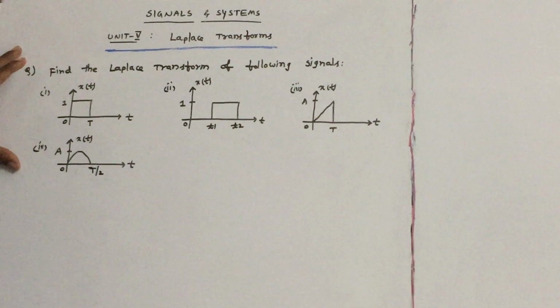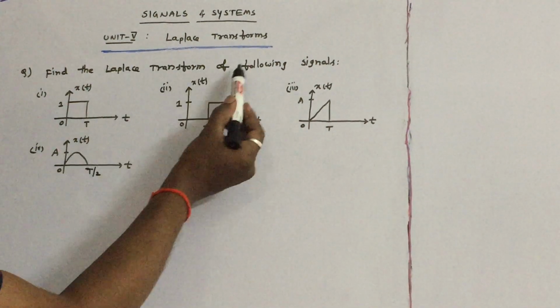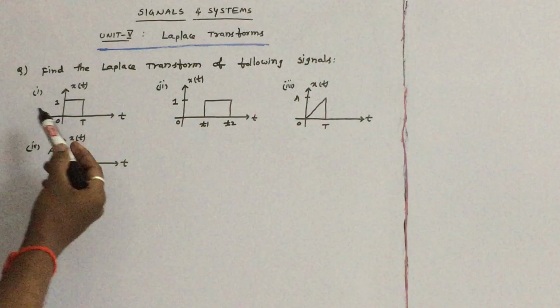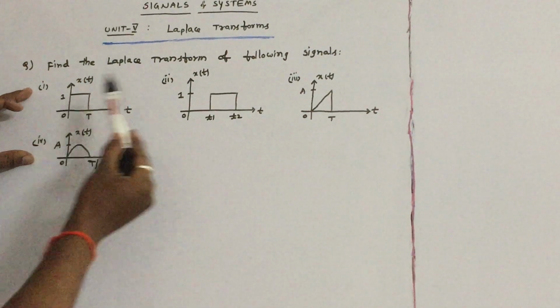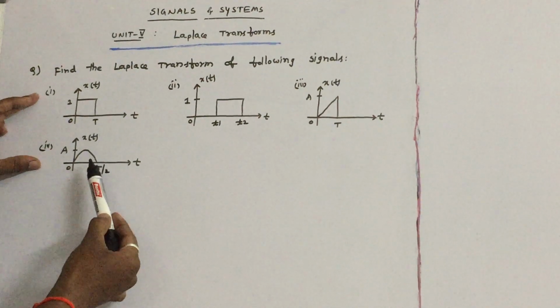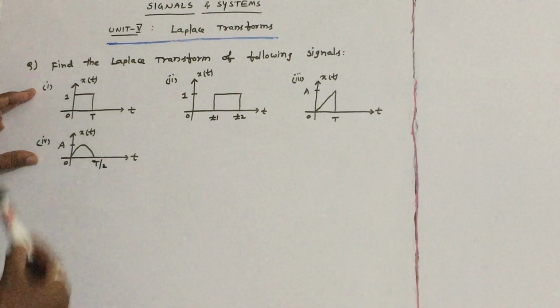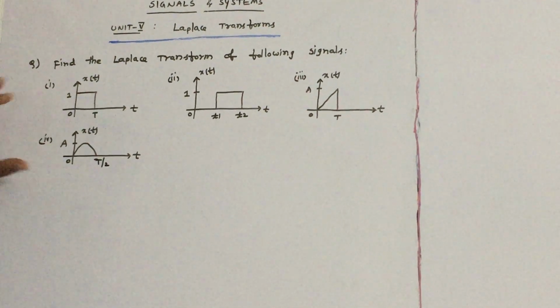Hi, let us see this question. Find the Laplace transform of following signals. Here I have given 4 questions 1, 2, 3, 4. That means if a waveform is given, how to find out the Laplace transform of a given waveform. Let us see these questions one by one.